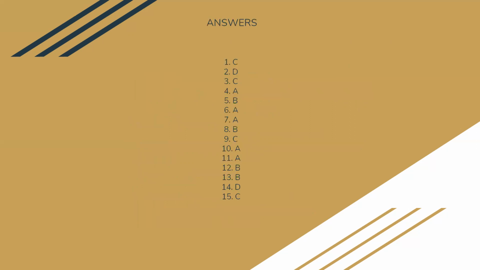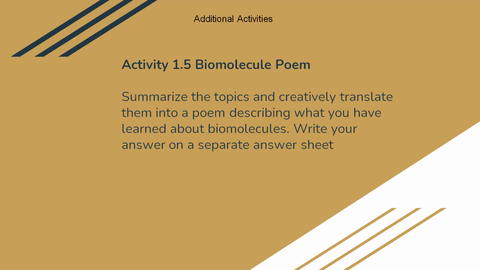Now for the answers. 1 is C, 2 D, 3 C, 4 A, 5 B, 6 A, 7 A, 8 B, 9 C, 10 A, 11 A, 12 B, 13 B, 14 D, and 15 C. Now for your additional activity, biomolecule poem. Summarize the topics and creatively translate them into a poem describing what you have learned about biomolecules. Write your answer on a separate answer sheet.